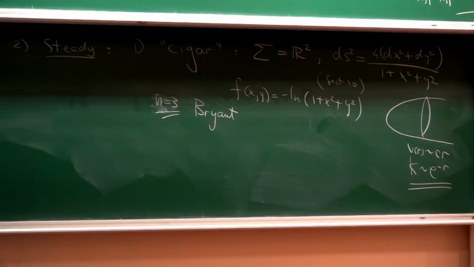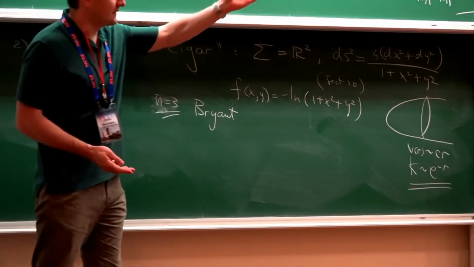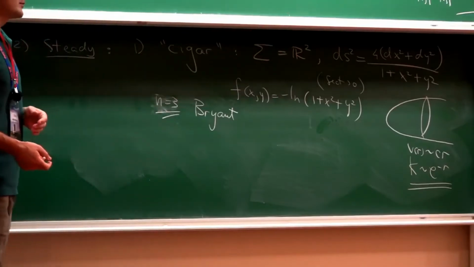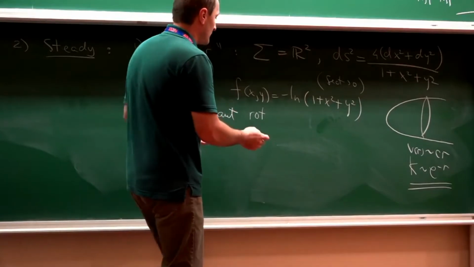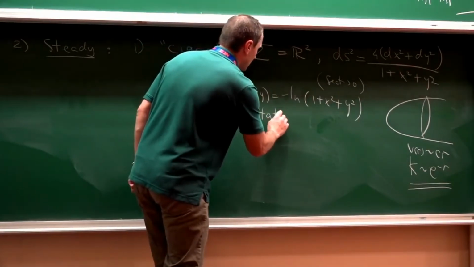There's another example in dimension 3, which is very important. It's the so-called Bryan Soliton. So this one is of that type, where you try to solve it by ODE. It's the only rotationally symmetric example that you can construct.